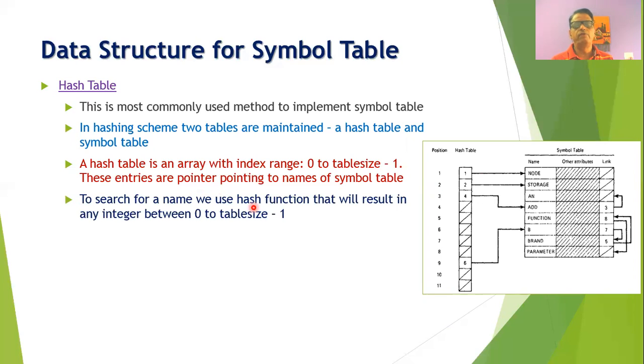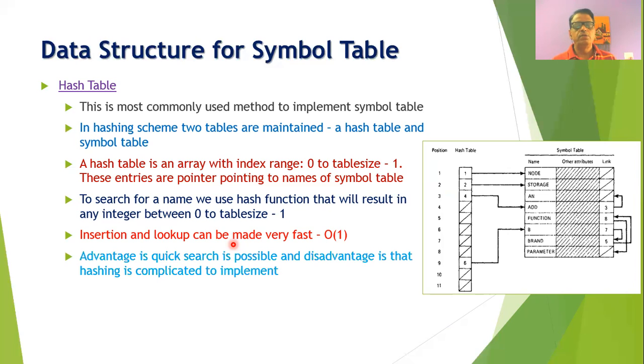To search for a given name, we use a hash function. So we need to write a program for the hash function. And this hash function will return an integer value in the range of 0 to table size minus 1. Depending upon the value returned by the hash function, the corresponding pointer will take us to the corresponding name. So one can easily find that this is a very efficient data structure, and the insertion and lookup are very fast and they are of the order of 1. So many times only one comparison is needed in order to enter the variable or in order to search for the variable name.